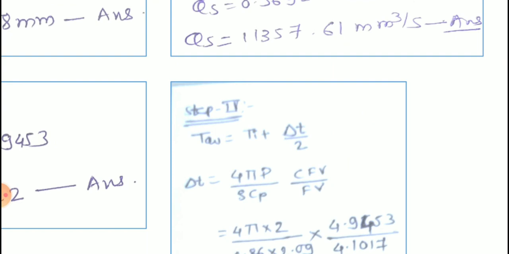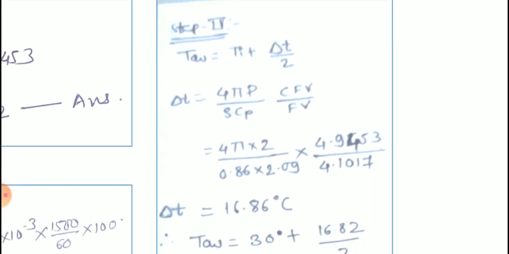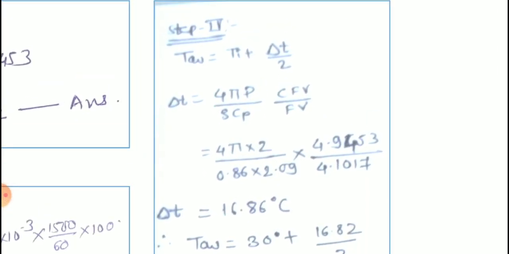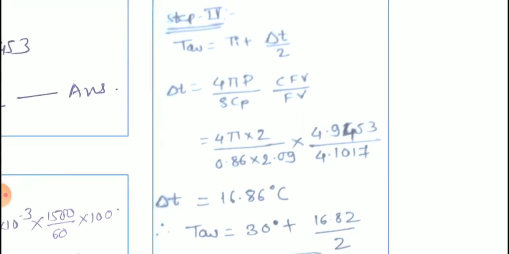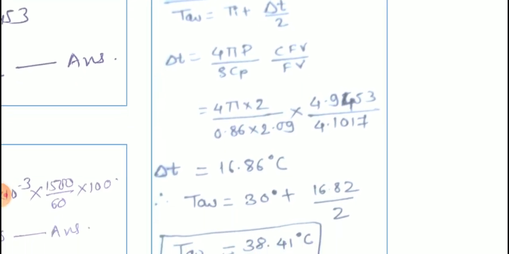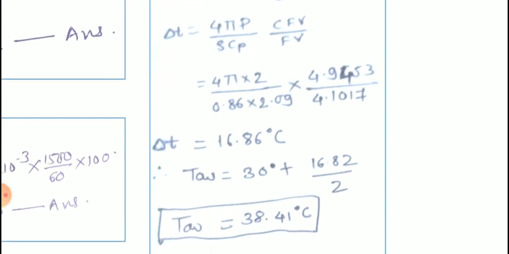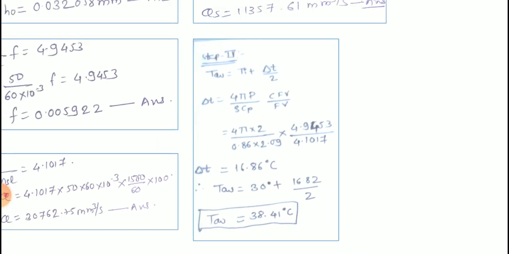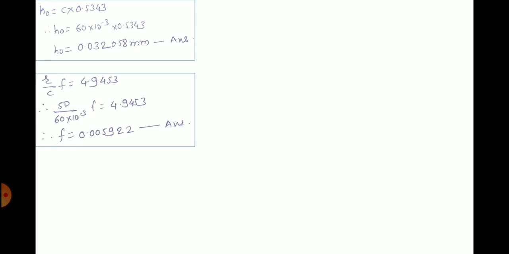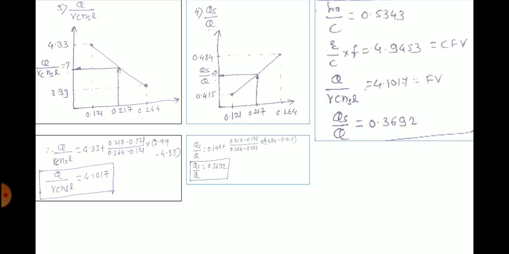Next I have to find out the average temperature. How to find out the average temperature here? The formula for that is T average is equal to Ti plus delta T by 2. So delta T is equal to 4 pi p upon rho Cp, CFV upon FV, that is, coefficient of friction variable upon flow variable. So these two factors we have already found over here. R by C into F is CFV, and Q upon RCNSL is nothing but your flow variable, not friction variable. It is the flow variable, and it is the coefficient of friction variable, CFV and FV.